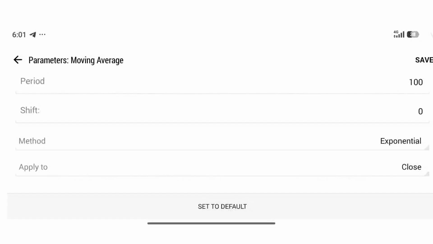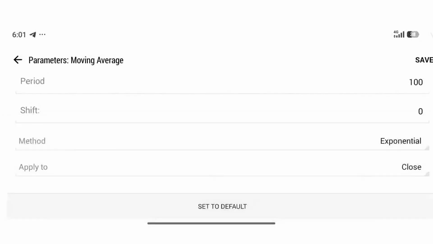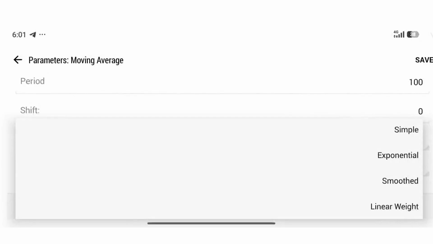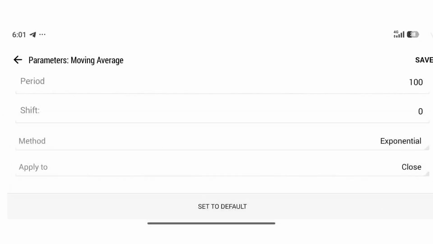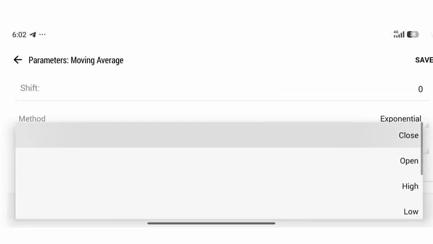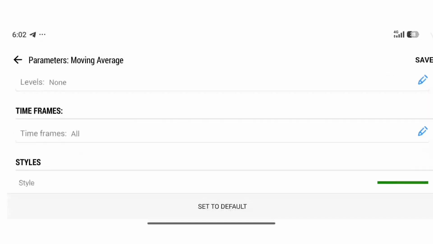You see this exponential here, that should be your method. If you open it, you will see a lot of other options like simple, exponential, smooth, linear weight, but make sure you choose exponential. When you are done choosing the exponential, make sure you apply it to close, because there are a lot of options here. You have close, open, high and low. Just make sure you apply it to close.